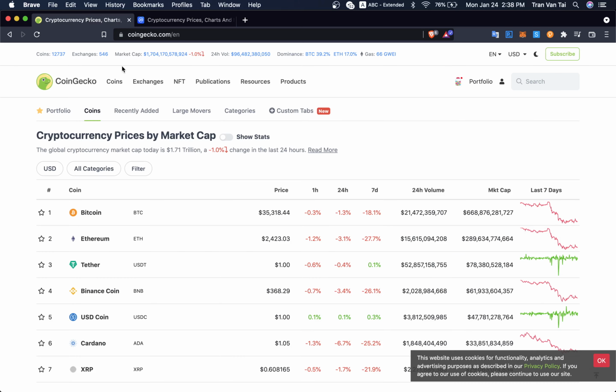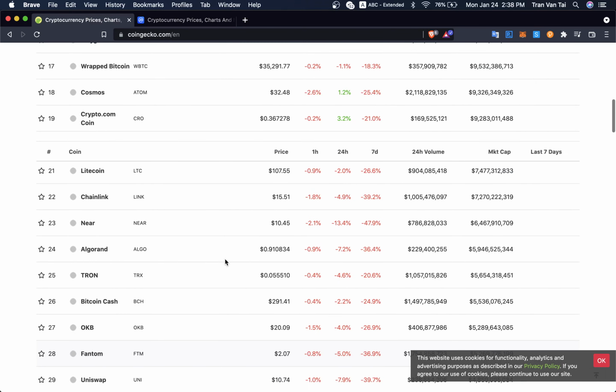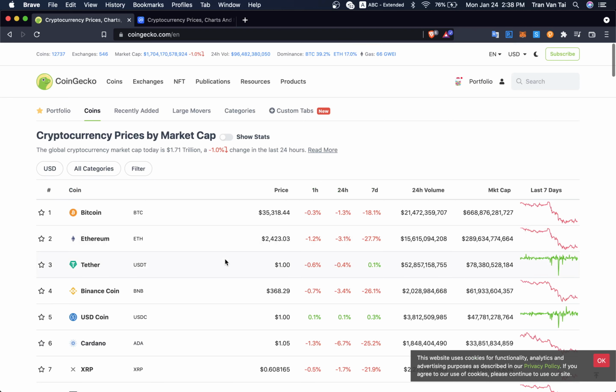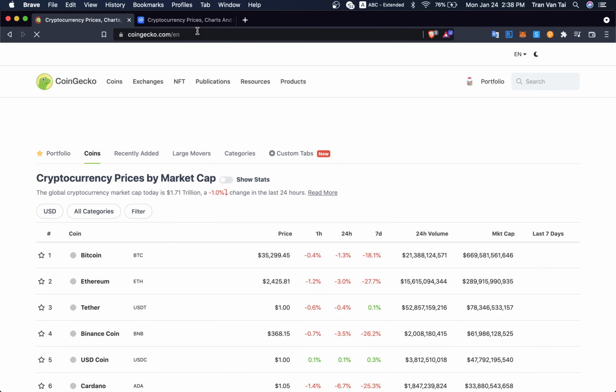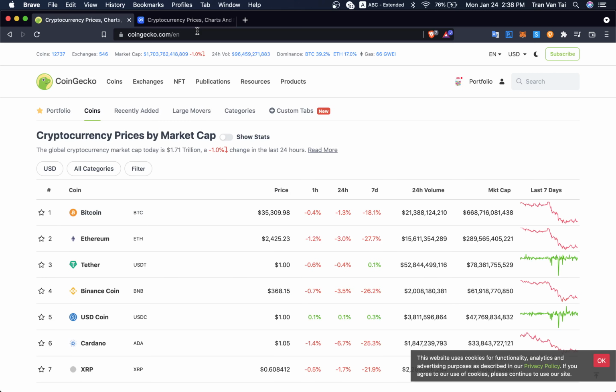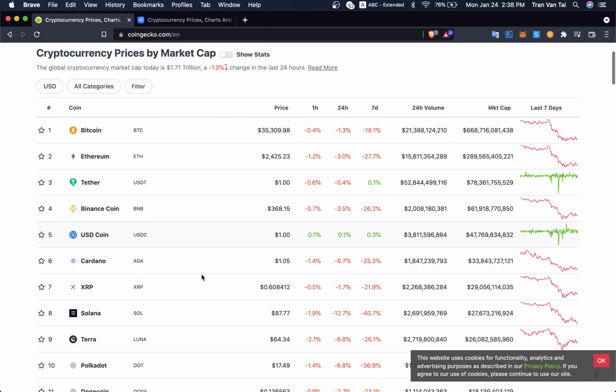But today I only want to introduce to you guys some features from CoinMarketCap. This is the main page from CoinMarketCap, and you can see here below is the list of tokens ordered by market cap.